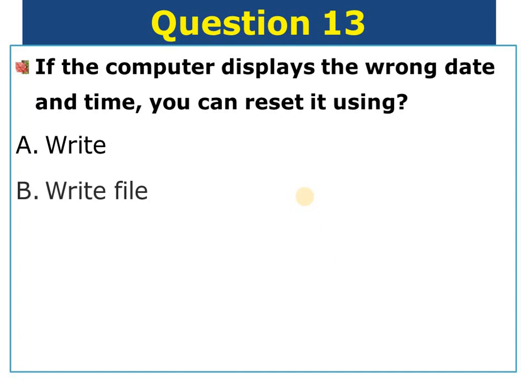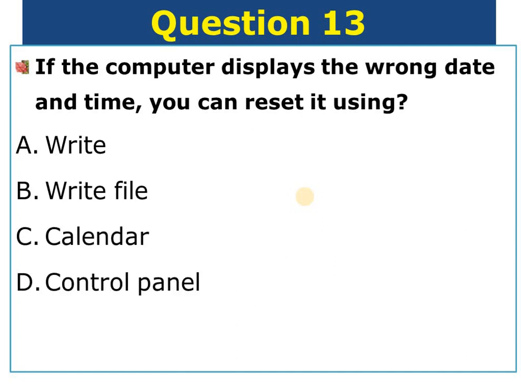Question number 13. Here is question number 13. If the computer displays the wrong date and time, you can reset it using A. Write, B. Write file, C. Calendar, D. Control panel. The answer is choice D.